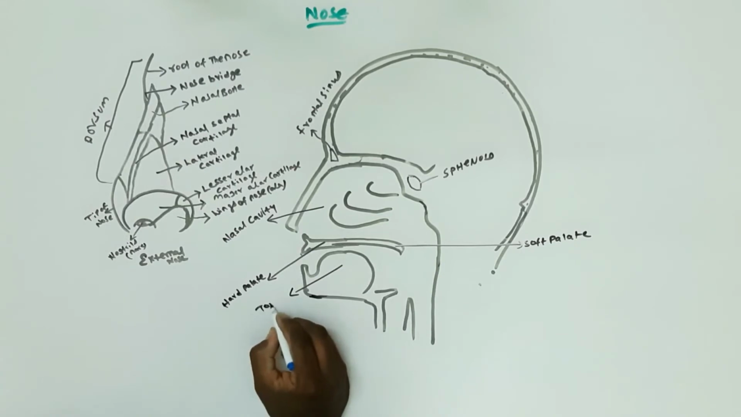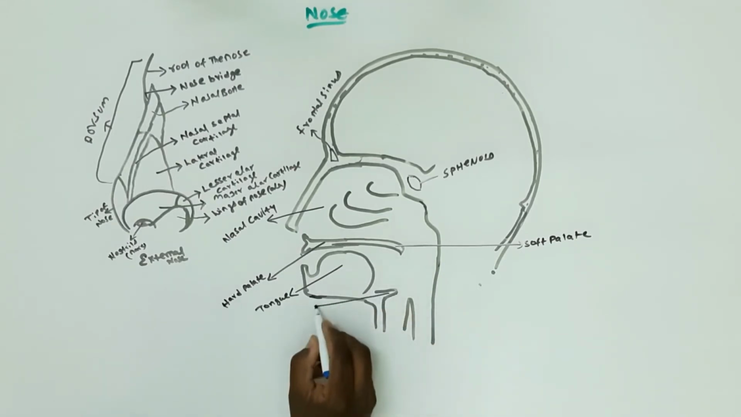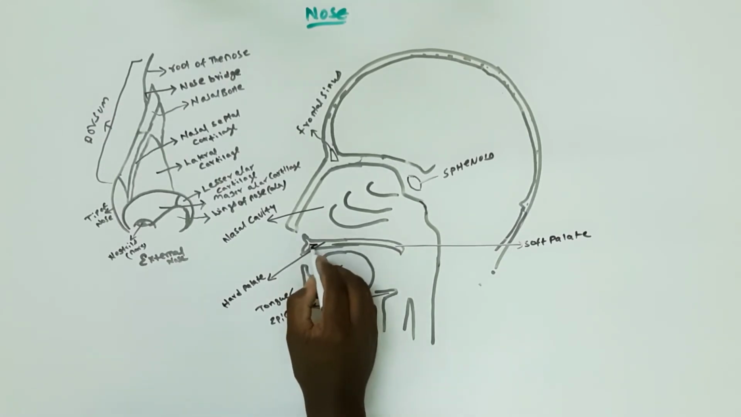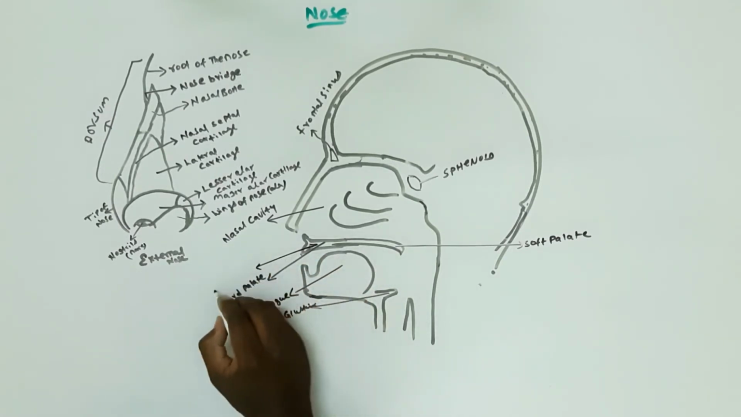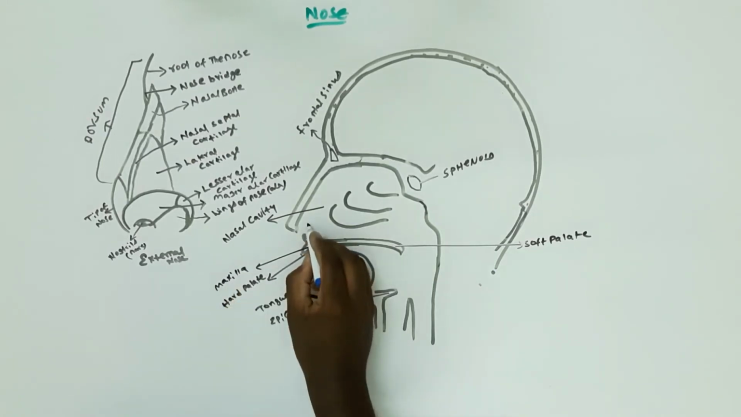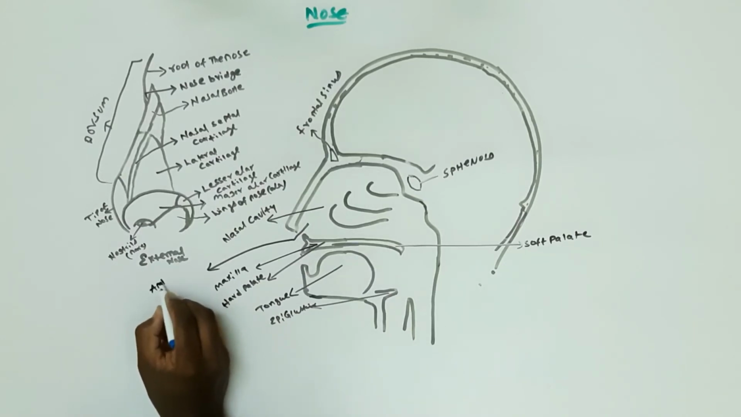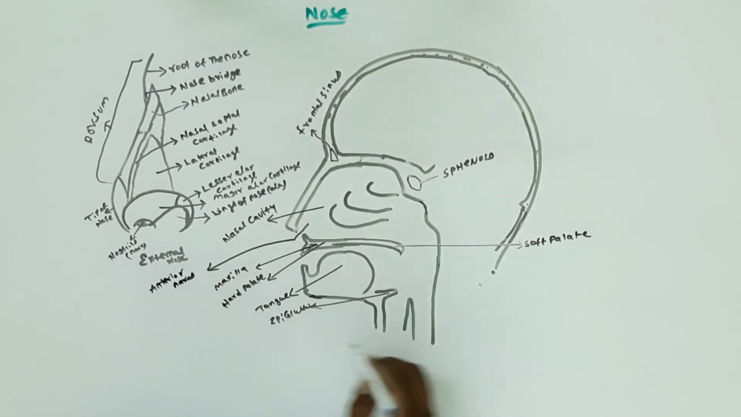Right now we are seeing the tongue. This is the tongue, and this is the epiglottis. After this we see the maxilla, and after the maxilla, in our diagram, this part is called the anterior nostrils or anterior nares. So, anterior nares.